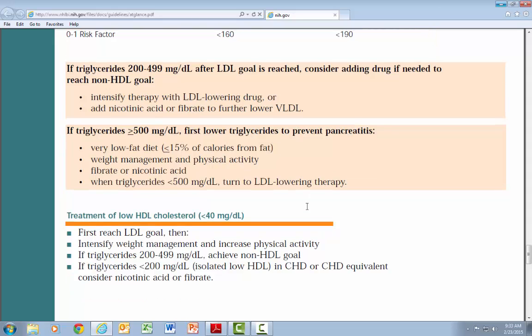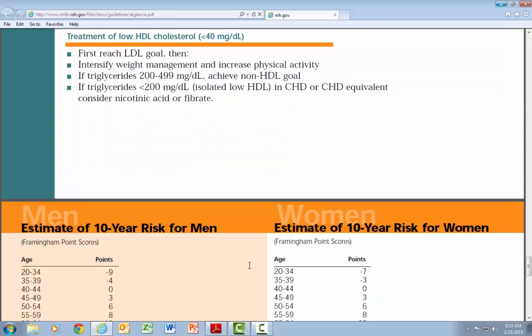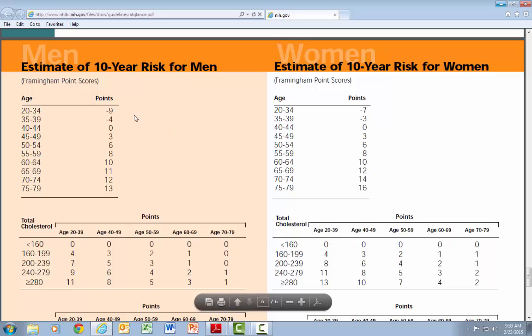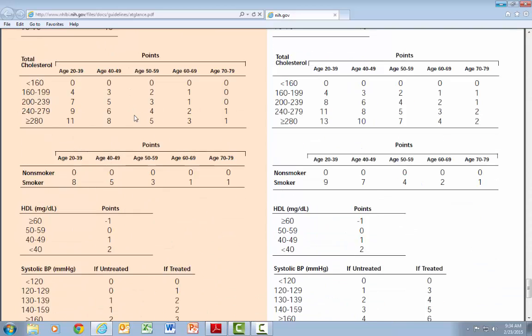Okay, to be able to increase HDL, even though your HDL is very low, concentrate on your LDL goal first, do lifestyle modifications, and continue the same even if your triglycerides are high but less than 500. This is basically to estimate the risk for men and women based on the Framingham point score, to determine if you have a high mortality of more than 20 or if it's more than 10.